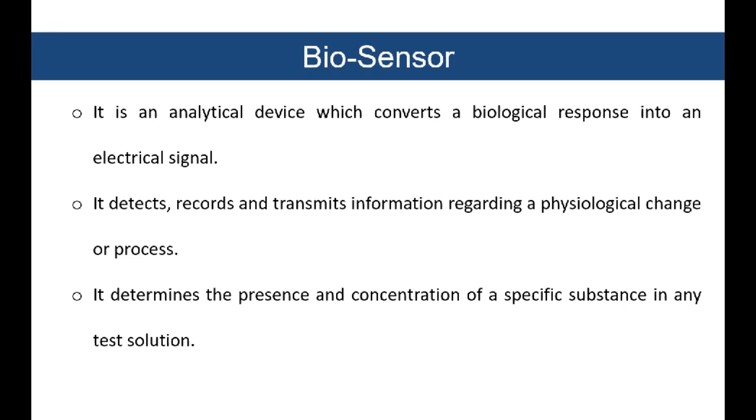Suppose we take the example of a glucose strip. We have added the blood to the glucose strip and we are measuring the glucose. That glucose strip will measure the amount of glucose present in the blood and give you the reading, and as per that reading you will get to know whether the glucose concentration in the blood is normal or not.